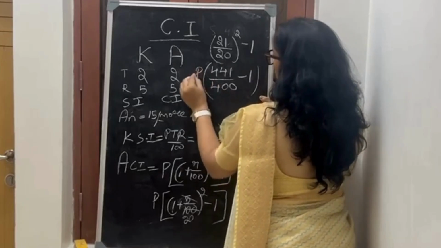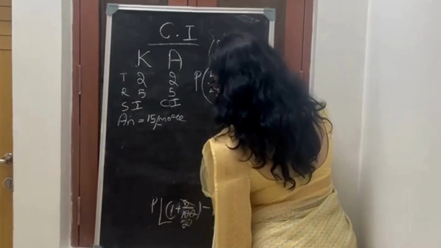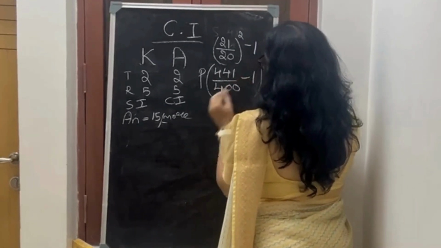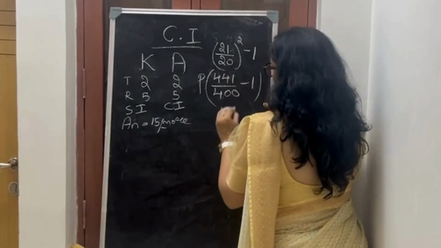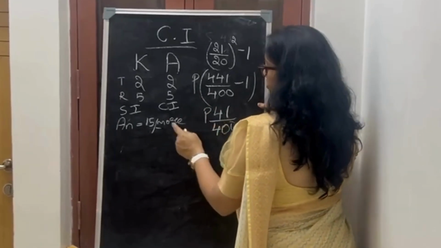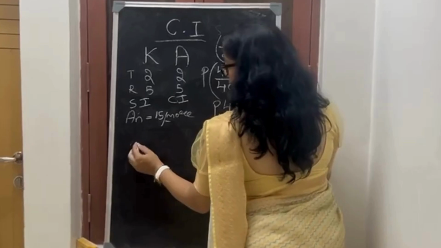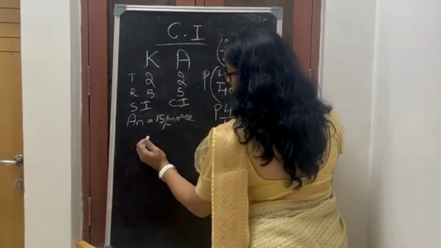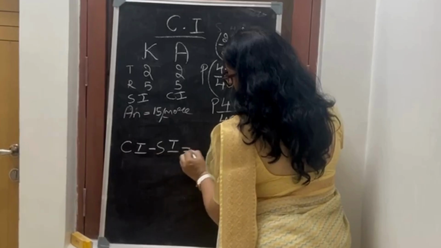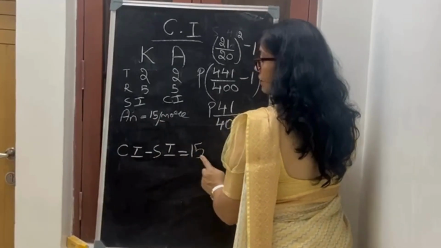Remember there is a P here, okay? So again when I solve this, 400 is the LCM, so it will be 41 by 400. P is outside, I am writing it here, okay? So CI is 41P by 400 and SI is P by 10, okay? So now CI minus SI is 15. They said Anand received 15 rupees more. So CI minus SI is 15 rupees.